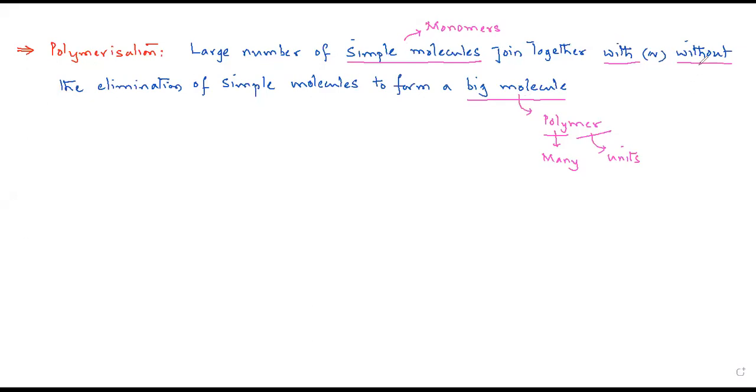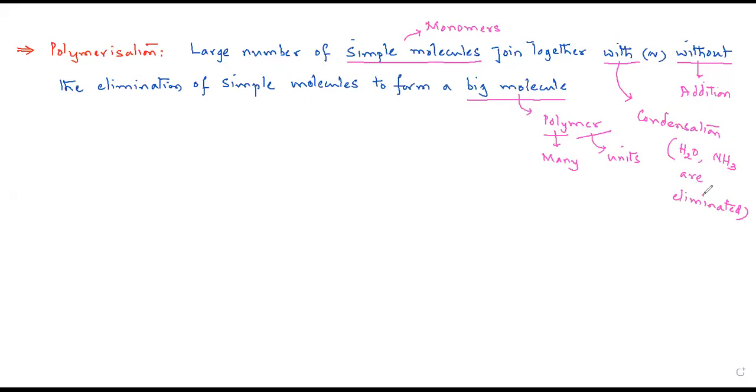See, when it is without the elimination, what we are going to see now, it's called addition polymerization, right? Nothing is eliminated. They simply join together. Now, when you go for something with the elimination, it is called condensation polymerization, wherein simple molecules like water, ammonia are eliminated. So this is overall what polymerization is.